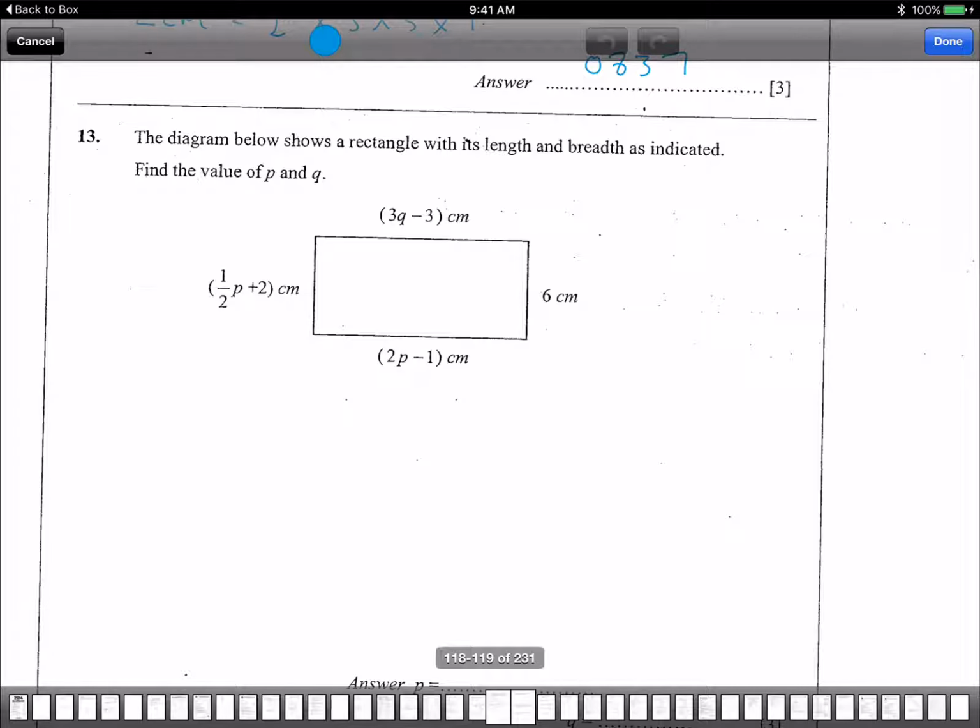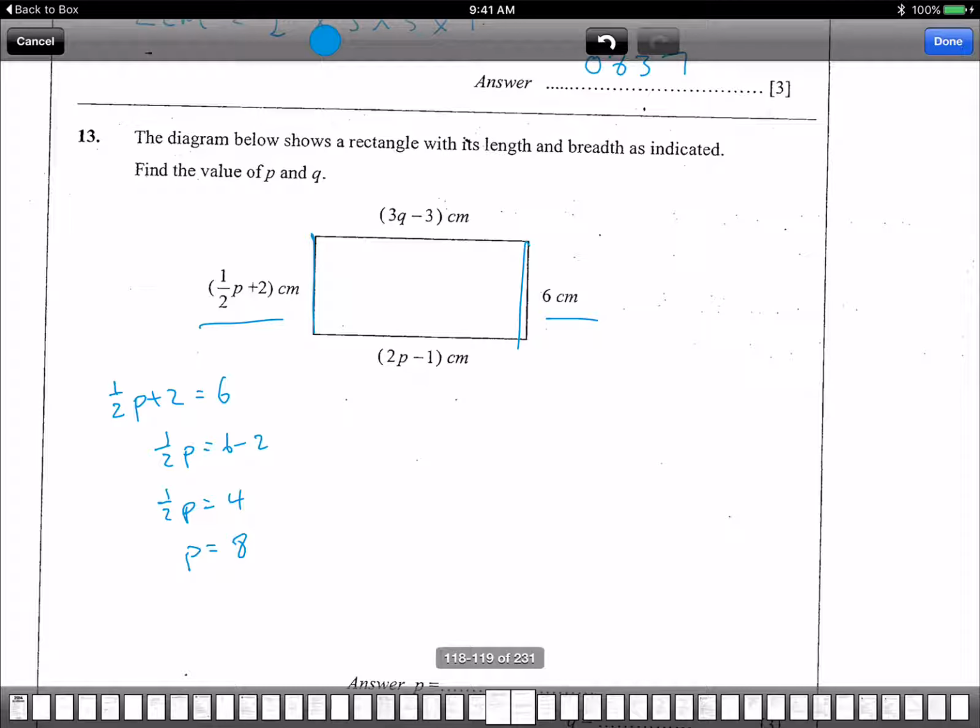Let's see. Okay, so the diagram shows a rectangle with length and breadth. Well, the first thing you have to do is to find the letter P. Now, how to find the letter P? Look at this. This is half P plus 2 equals to 6 because the width should be the same. So half P plus 2 equals to 6. Half P equals to 6 take away 2. P equals to 8. Alright, do you get P equals to 8?